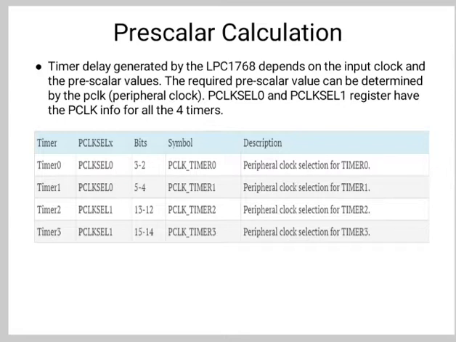The prescale register is used to define the resolution of the timer. If PR is 0, then TC is incremented every 1 clock cycle of the peripheral clock. If PR is 1, then TC is incremented every 2 clock cycles of the peripheral clock, and so on. By setting an appropriate value in PR, we can make the timer increment or count every 1 microsecond, or 1 millisecond, or 1 second, and so on.